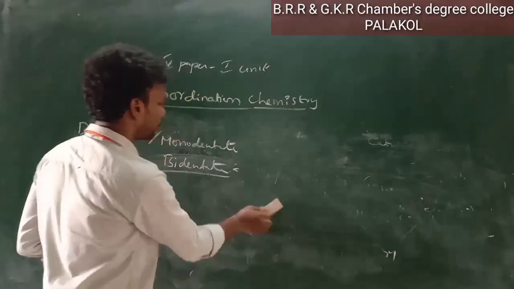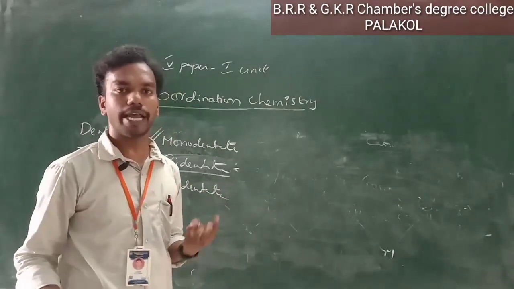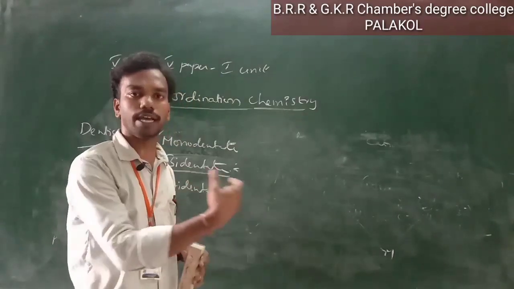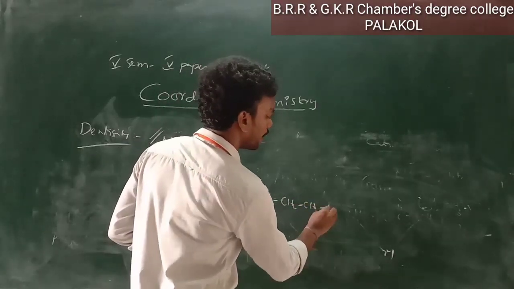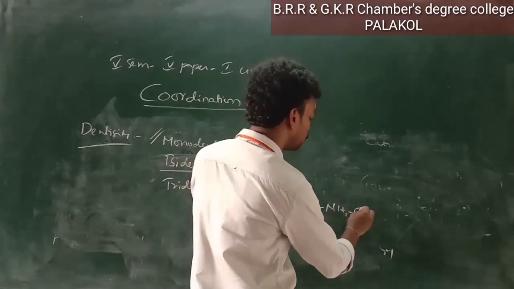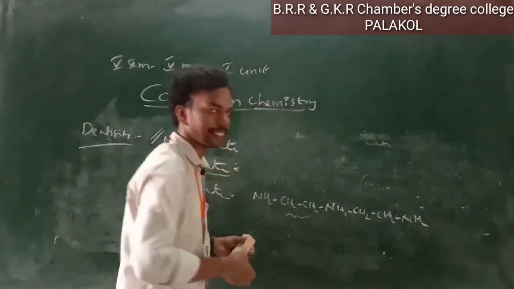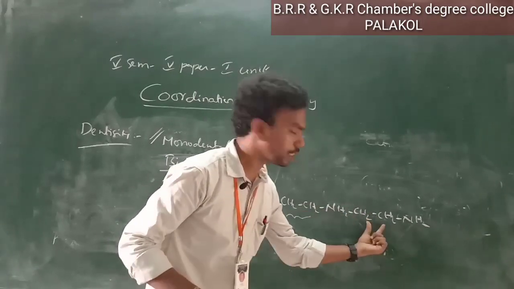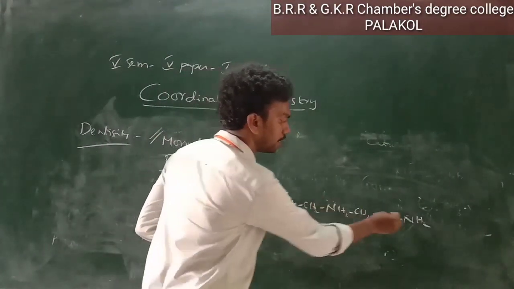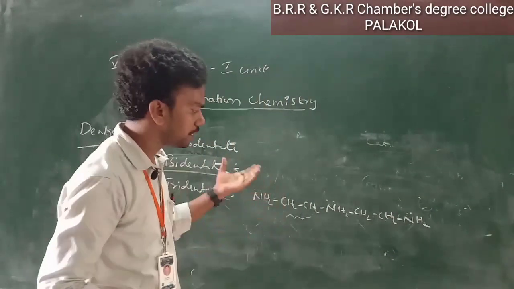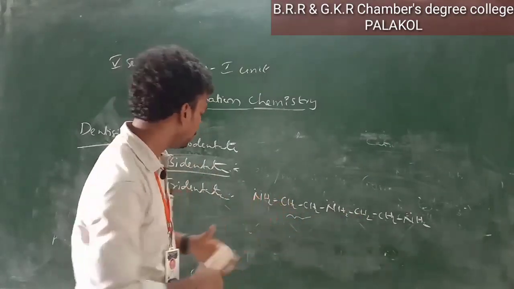If we look at tridentate ligands, tri means three. So at a time it donates three lone pairs of electrons to the central atom, right? Let's take an example: NH2, CH2, CH2, NH, CH2, CH2, NH2. This is diethylene triamine, 1, 2, 3. Here you have three nitrogens, so over the three nitrogens you have three lone pairs of electrons. These three nitrogens donate three lone pairs of electrons to the central atom, forming coordinate bonds. So this is tridentate.